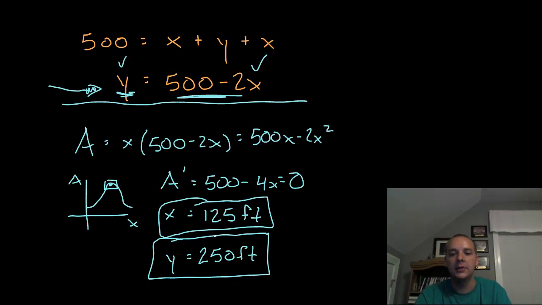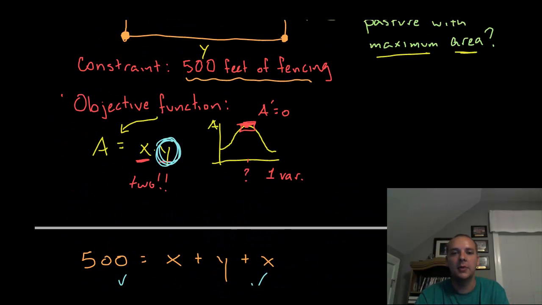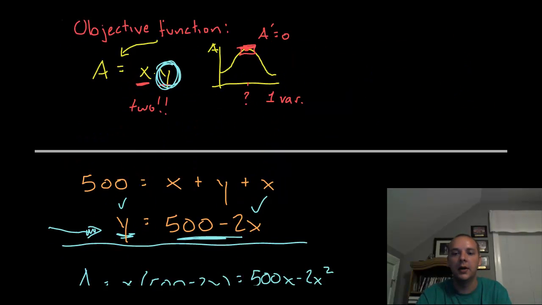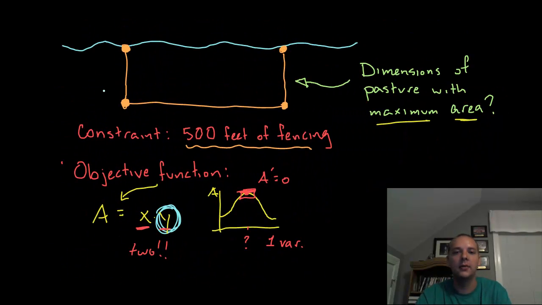So it turns out these are the dimensions that will maximize this farmer's area in his pasture while using up 500 feet of fencing. You'll have 125 for the depth and 250 for the length.